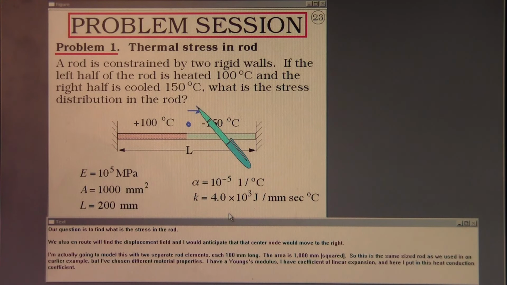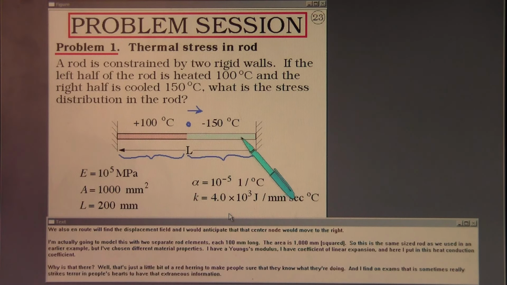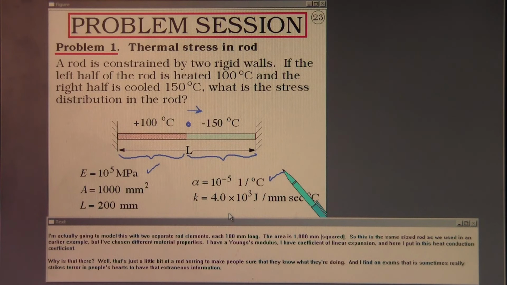I'm actually going to model this with two separate rod elements, each 100 millimeters long. The area is 1,000 square millimeters, so this is the same sized rod as we used in an earlier example, but I've chosen different material properties. I have a Young's modulus, a coefficient of linear expansion, and here I put in a heat conduction coefficient.